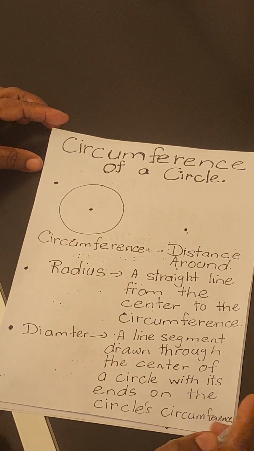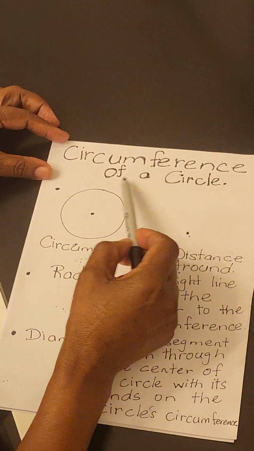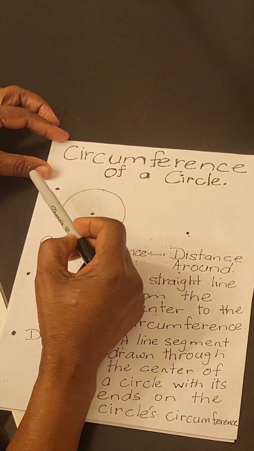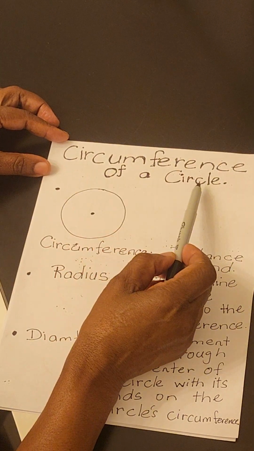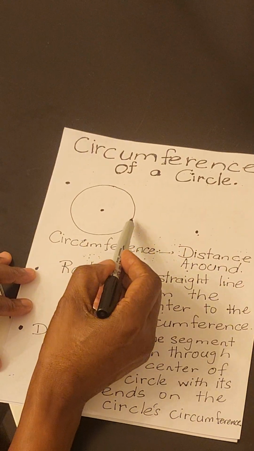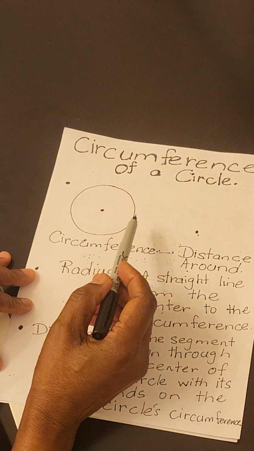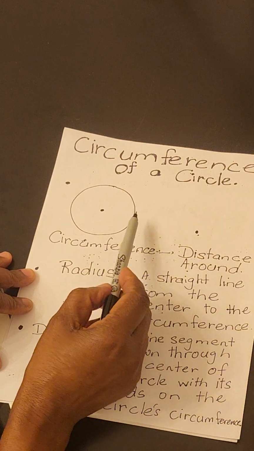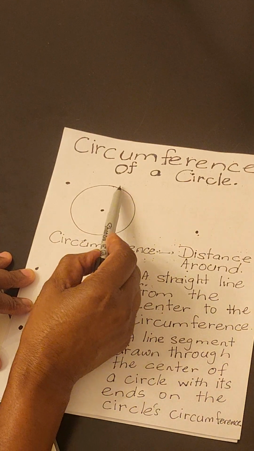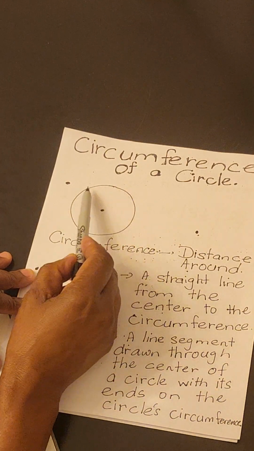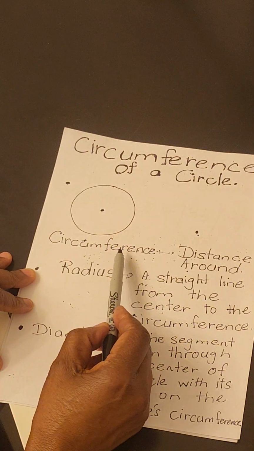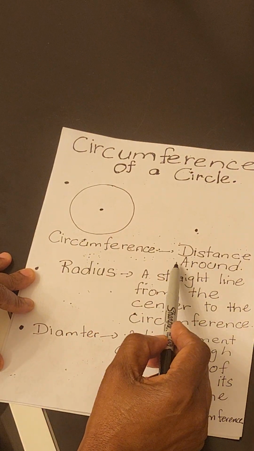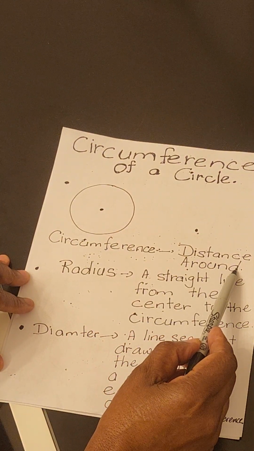Now we are looking at the circumference of a circle, how to find the circumference of a circle. Here is a pre-drawn circle. To find the circumference of a circle, you will measure the distance around it. So circumference is equal to the distance around a circle.